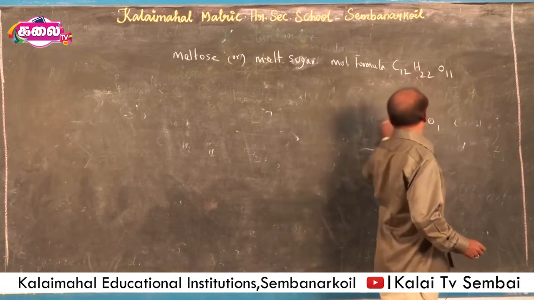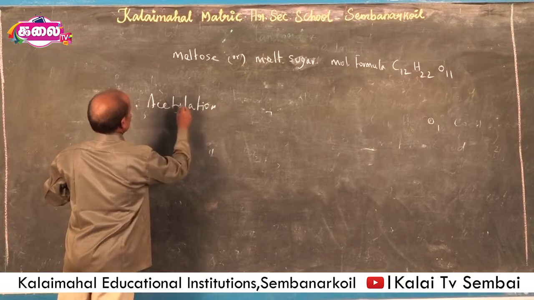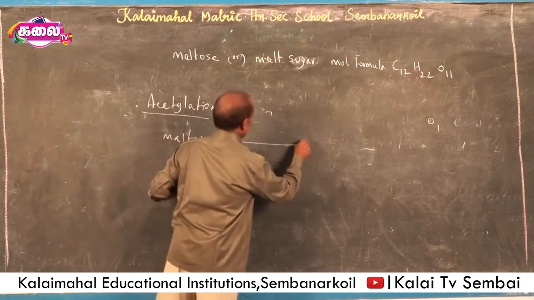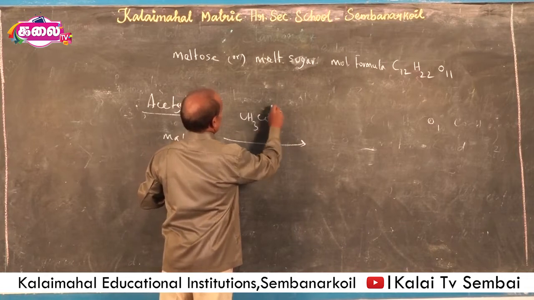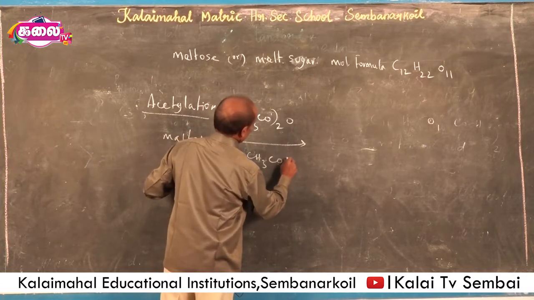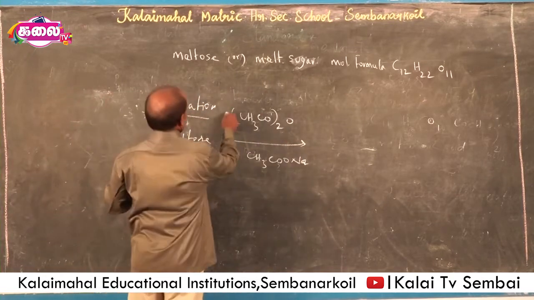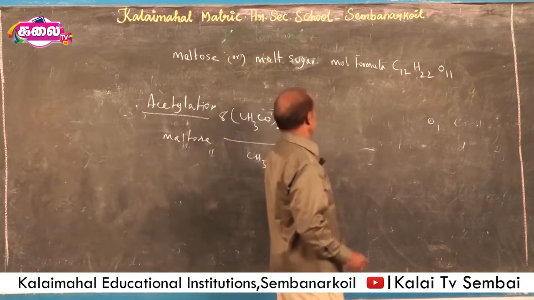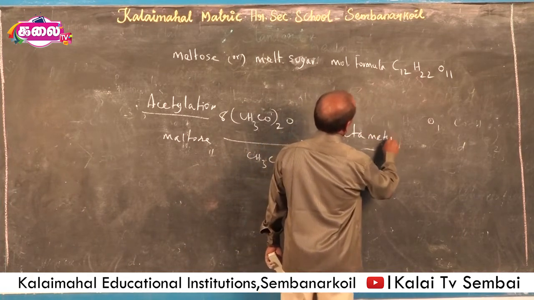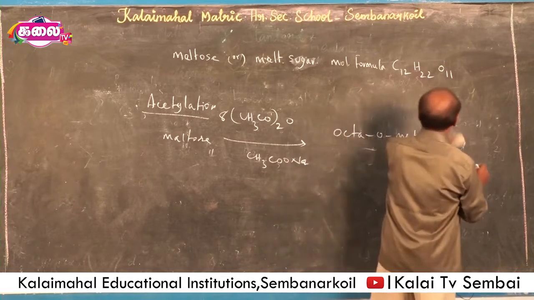Then we come to what is called acetylation. Maltose is treated with acetic anhydride in presence of sodium acetate. We get octa-O-acetyl maltose.